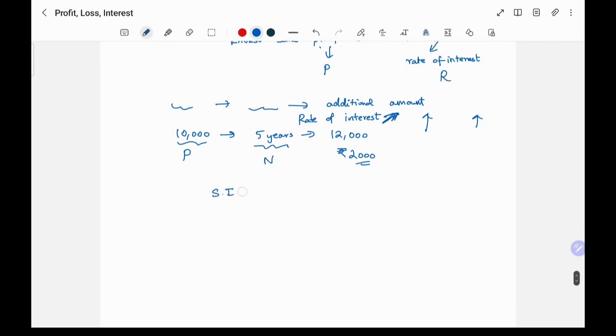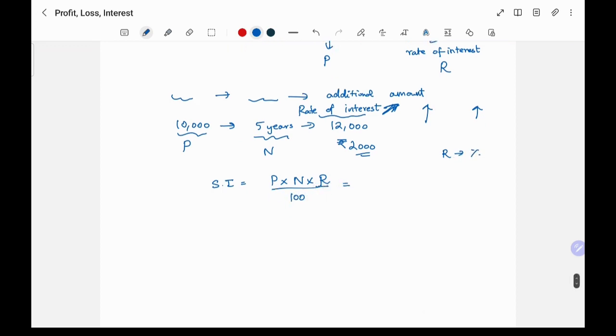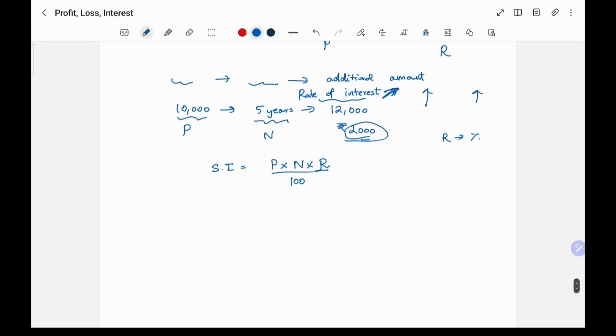So simple interest is nothing but the principal times the number of years times the rate of interest annually. This says how much for 1 rupee, how much extra interest I can get, and that multiplied by my principal amount will give me the total interest. And this R is usually expressed as a percentage, so we just divide this by 100. So this will be the interest earned, which is 2,000 here.